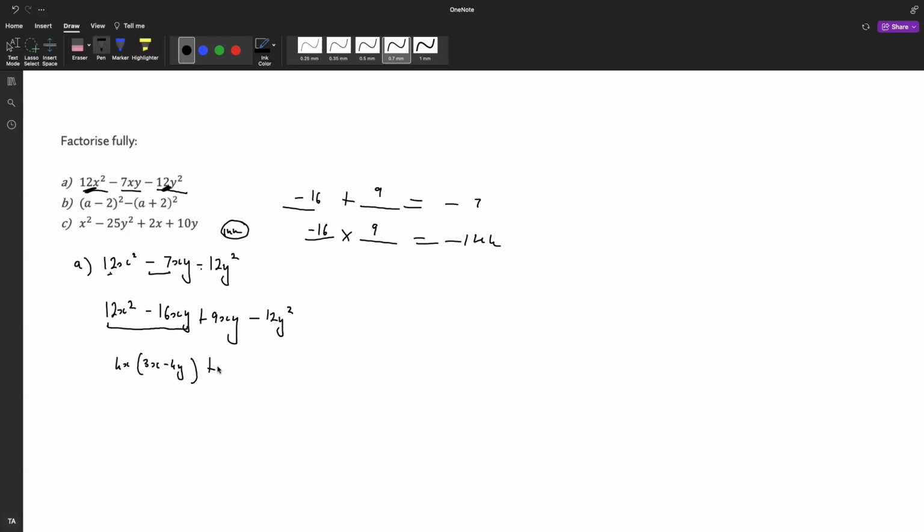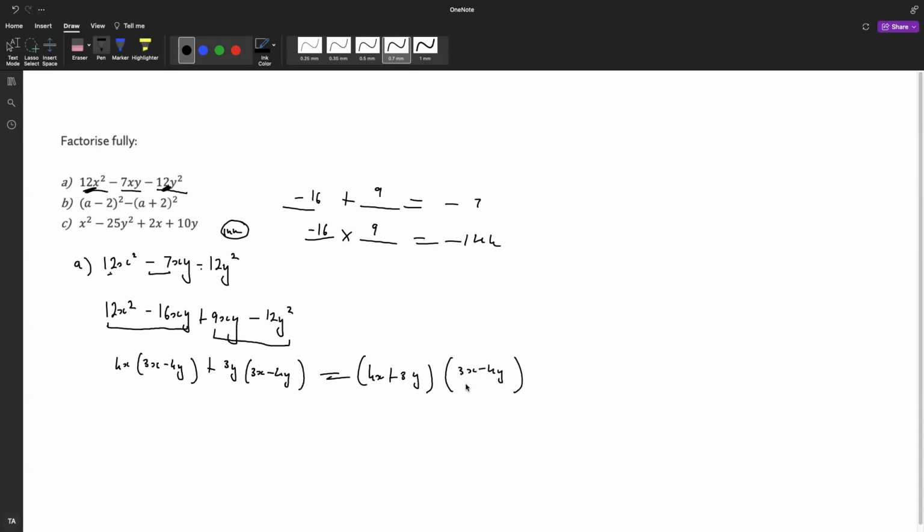Then if we look at the second part, these two terms, again, the highest common factor for the numbers is 3, and then we've got y common. So then inside the bracket, we've got 3x minus 4y. And as a little sanity check, you know that these two brackets inside should always be the same. So then this is equal to 4x plus 3y, and then 3x minus 4y.